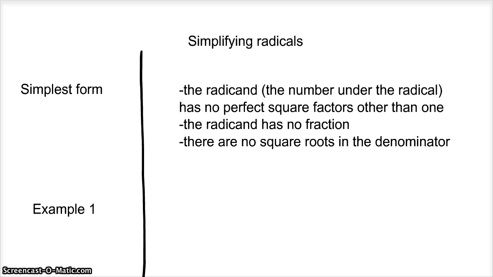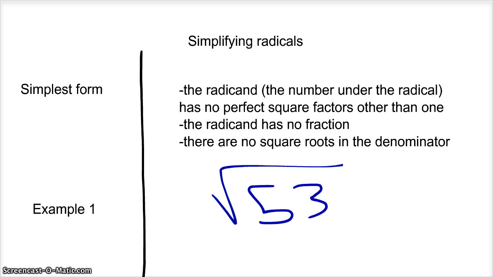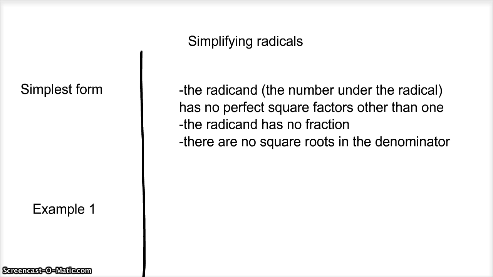Alright, so simplifying the radical, you have to put it in its simplest radical form. Normally, you used to do the square root of 53, put it in a calculator and give me some kind of decimal. I don't want that anymore. You can't give me that anymore. You have to give me the simplest radical form.